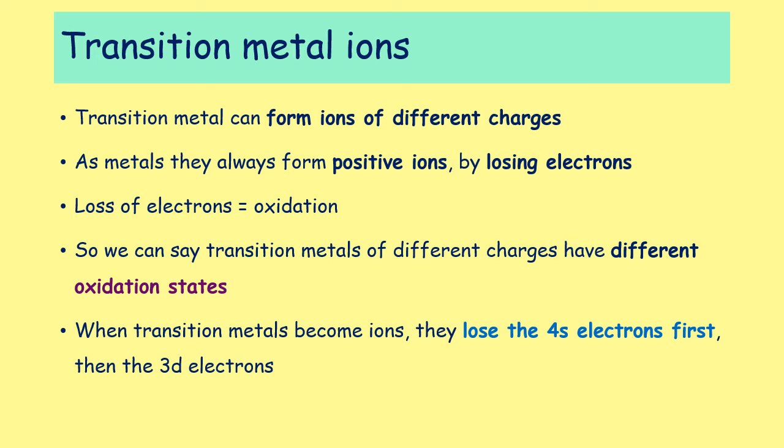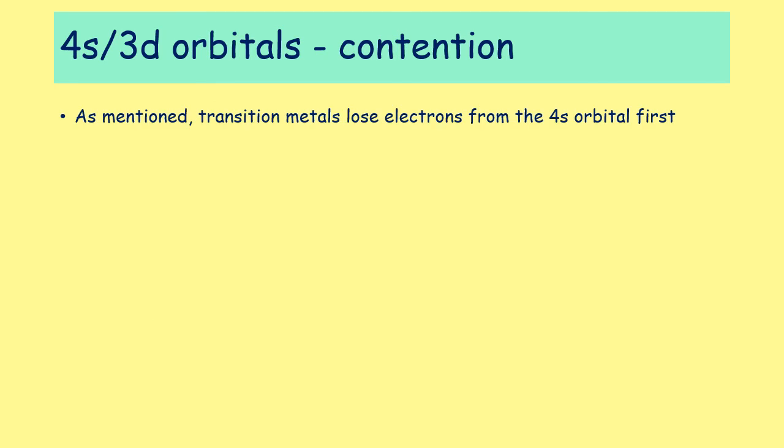Really important rule is that when transition metals become ions, they lose the 4s electrons first. So any transition metal ion that is 2+, copper 2+, cobalt 2+, iron 2+, vanadium 2+, those 2 electrons that were lost are always the 4s electrons. The d electrons are always touched last. Okay, so you lose the 4s electrons first.